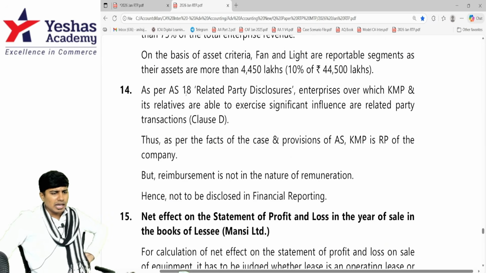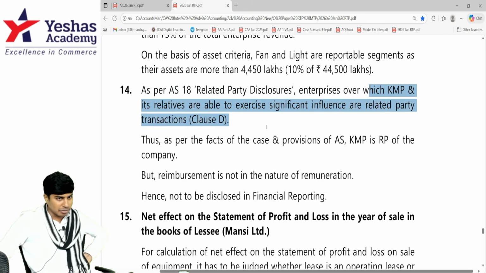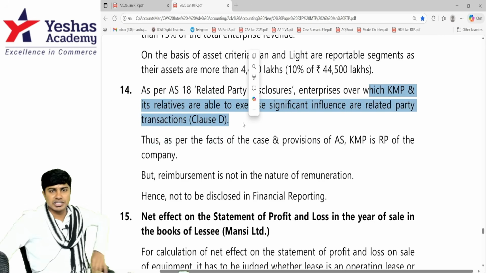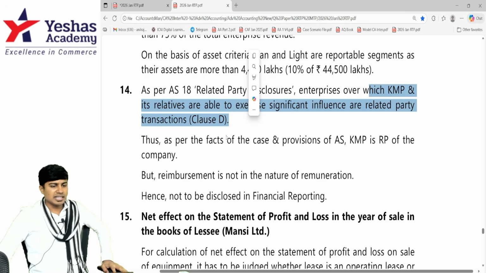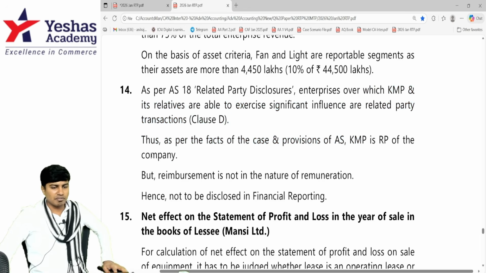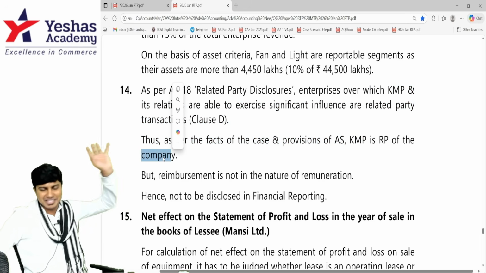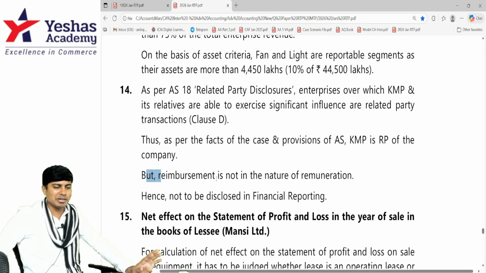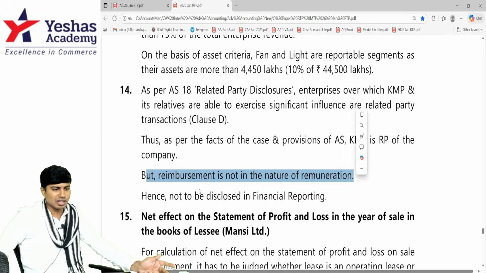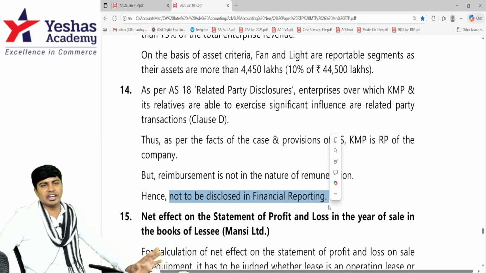Question number 14. As per accounting standard 18, related parties, entities over which KMP and its relatives are able to exercise significant influence are related parties. So Mr. Rajiv along with his relatives are related parties. Thus, as per the facts, KMP is a related party of the company. But reimbursement is not in the nature of remuneration, so not to be disclosed in the financial reporting.